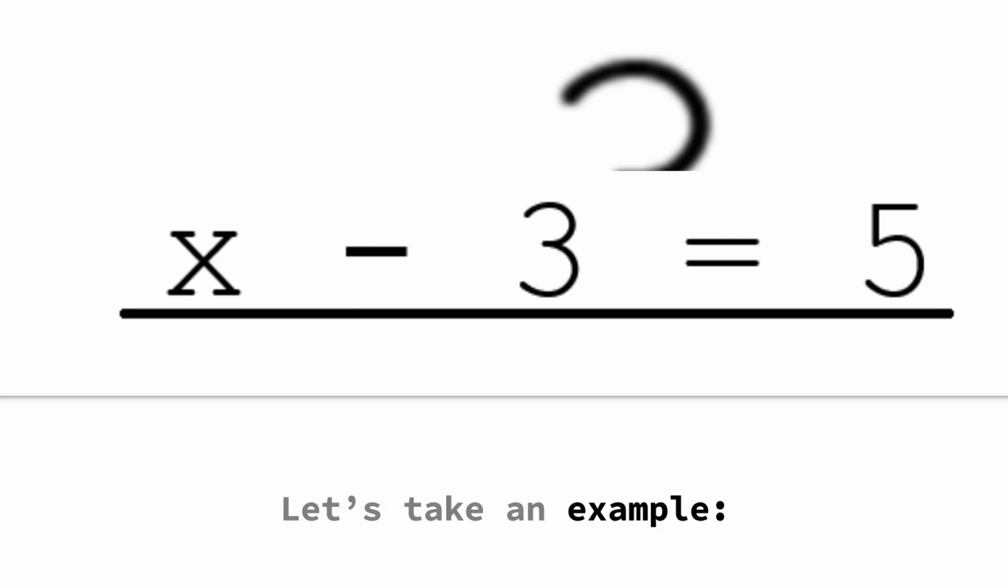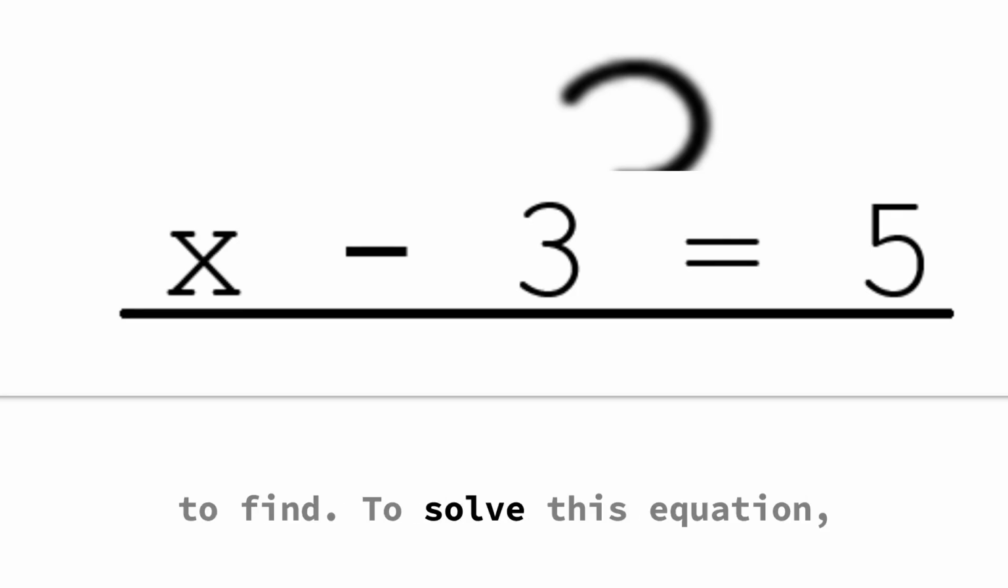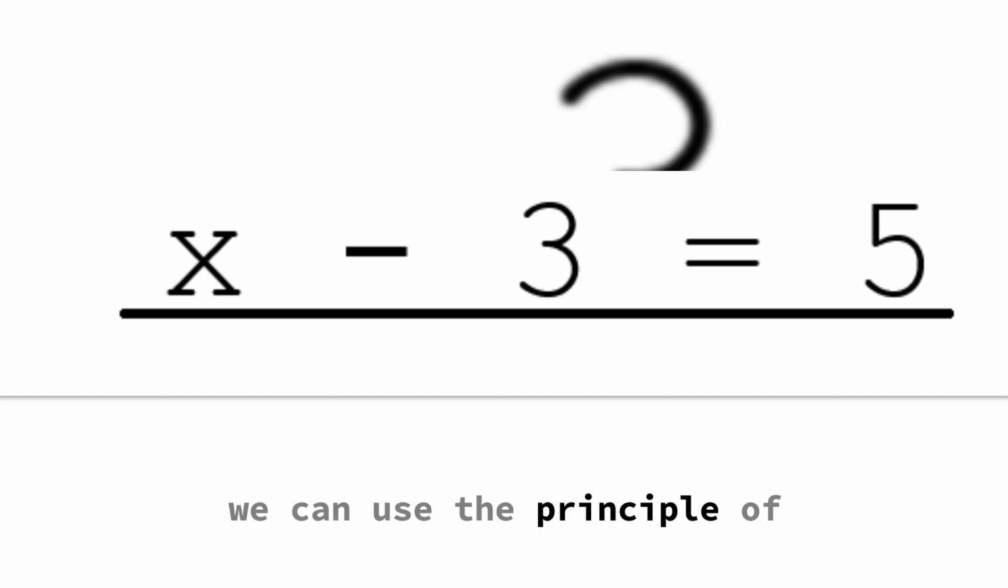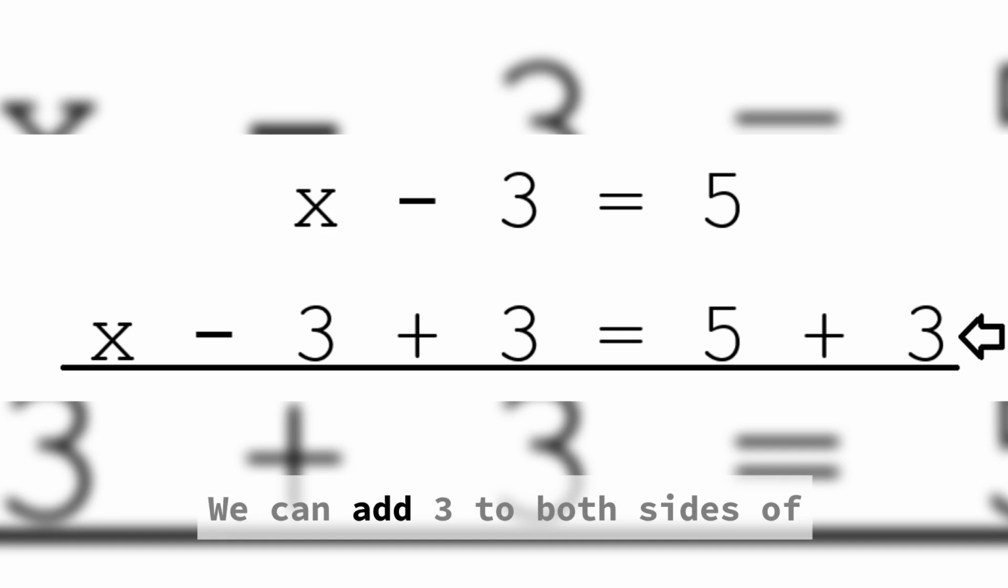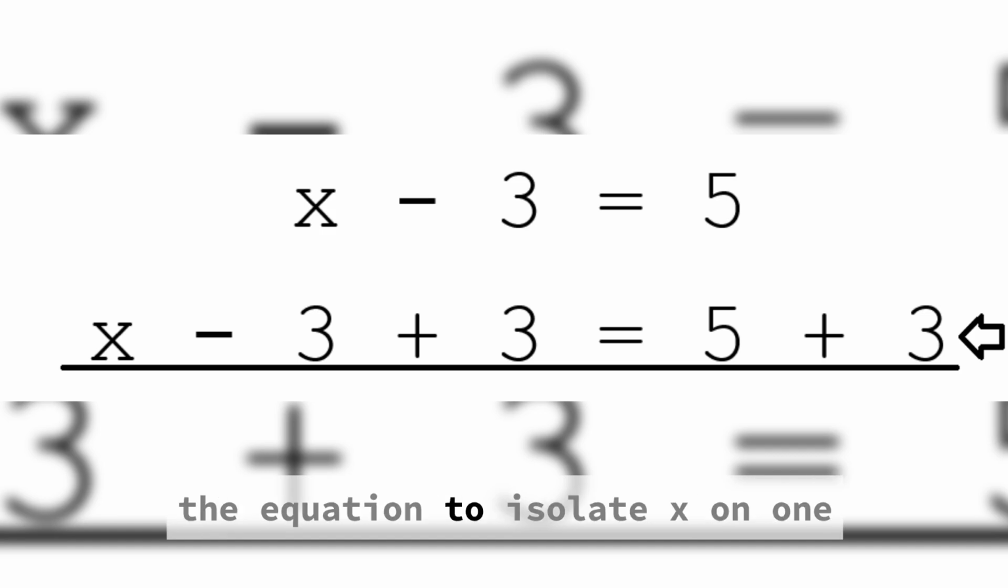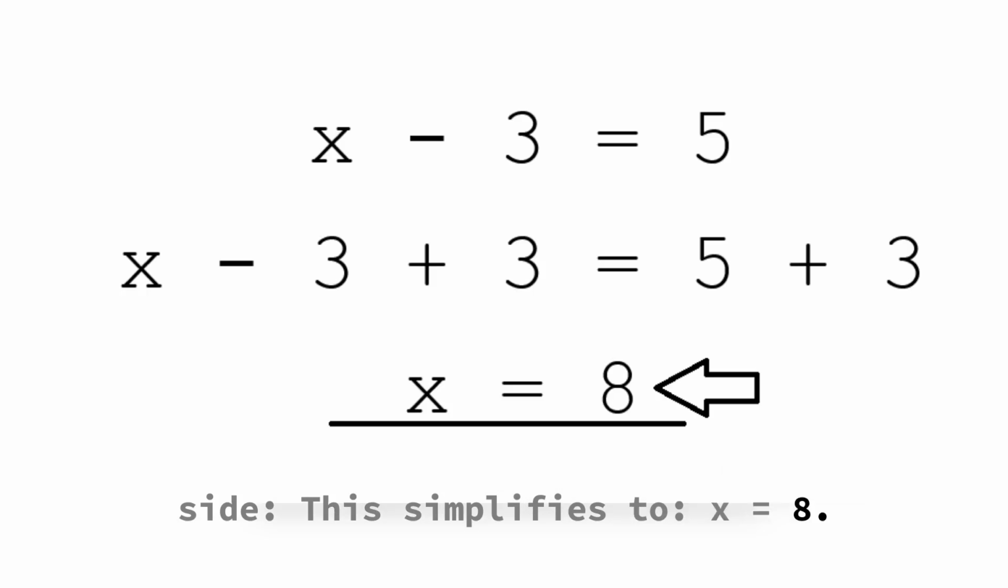Let's take an example. Suppose we have an equation like x minus 3 equals 5. Here, x is a directed number we want to find. To solve this equation, we can use the principle of doing the same thing to both sides of the equation. We can add 3 to both sides of the equation to isolate x on one side. This simplifies to x equals 8.